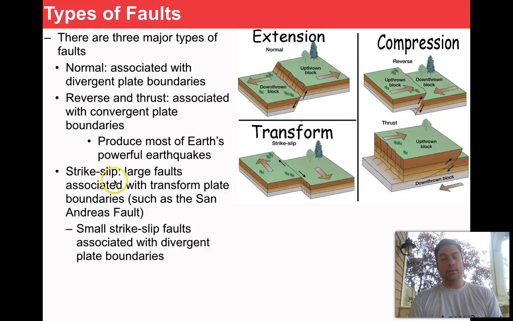Strike-slip faults are really important too. These are large faults associated with transform plate boundaries. And the most famous example is one I just showed you, the San Andreas Fault. So small strike-slip faults are associated with divergent plate boundaries as well. But anyway, we want to show what these transform boundaries look like. And here we actually see one moving off to the side, this one moving off to the side. These small strike-slip faults are fairly complicated, and I'm not going to spend any more time in this lecture discussing them, but they are worth reading about in the literature.